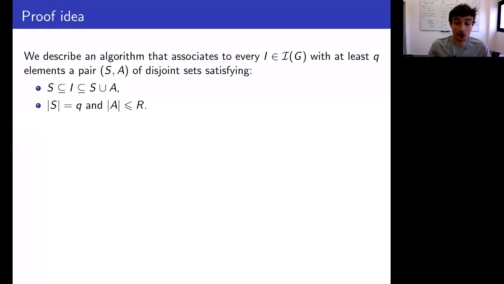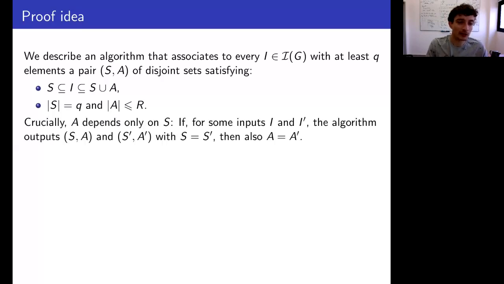Moreover, S has only Q elements, and A has at most R elements, where R was the threshold for size of a set above which all sets have density at least beta. And now, how should we think about it? You should think of S as kind of a fingerprint of the set I. So we just sample some small set of elements which represents I.